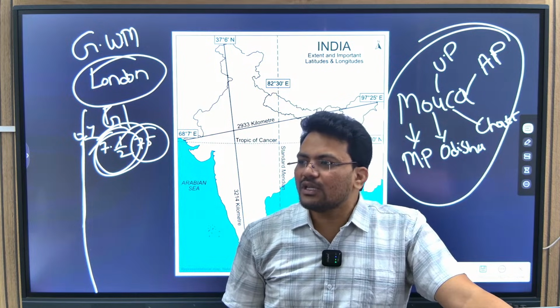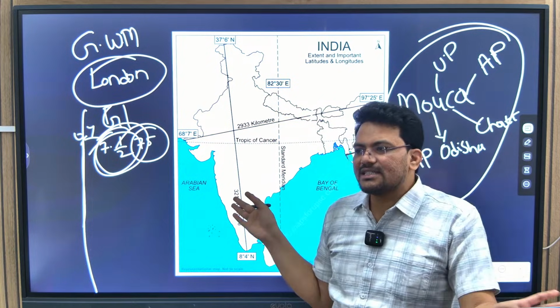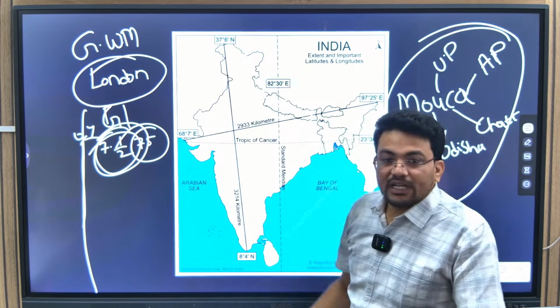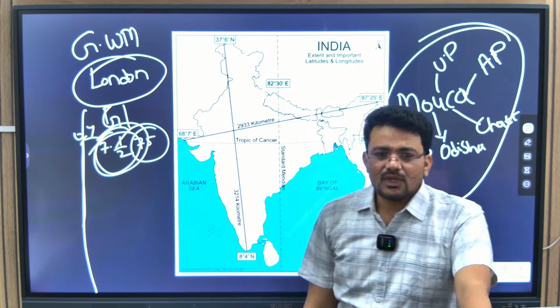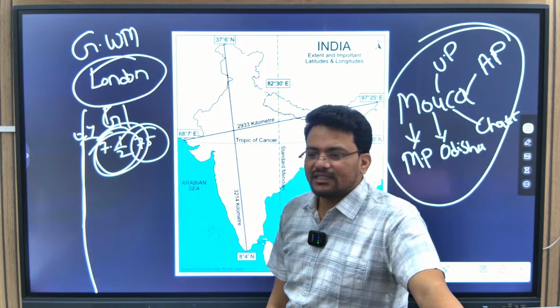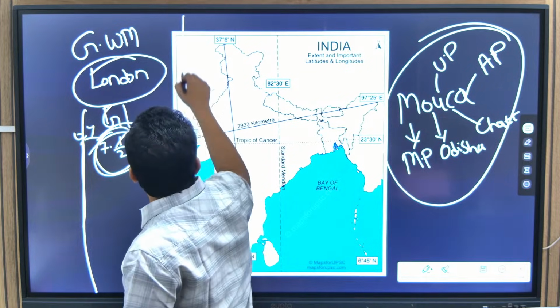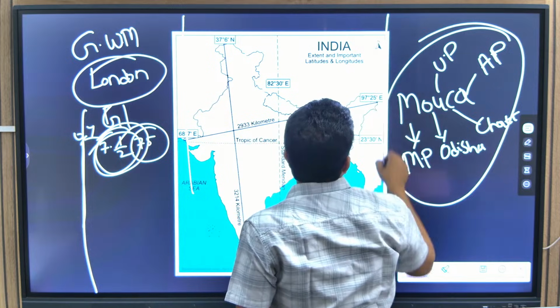Everyone has agreed upon we will take this way and India has taken accordingly. So that is the reason we have taken this 82.5 degrees east longitude as the Indian standard meridian for time.